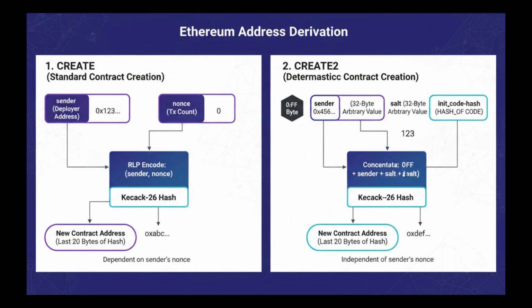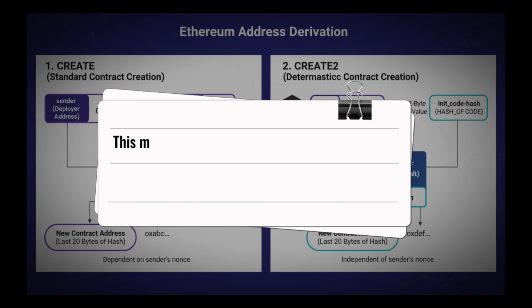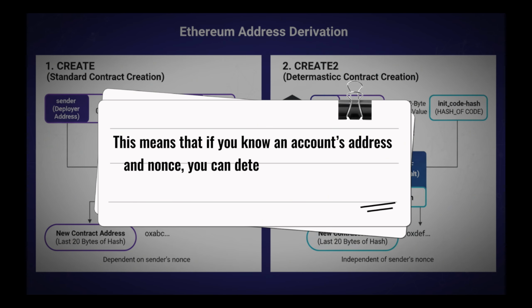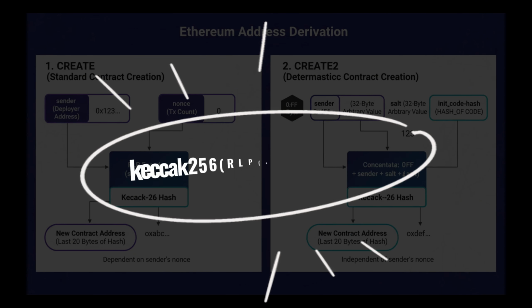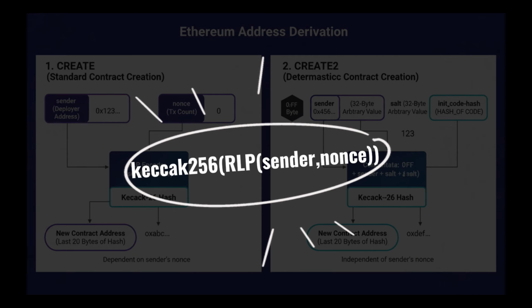Once the deployment transaction is successful, a new contract address is generated. How is this address determined? By default, Ethereum uses the CREATE scheme. The address depends on the deployer's address and their nonce, the transaction count. This means that if you know an account's address and nonce, you can deterministically calculate where its next contract will be deployed. In simple terms, it's keccak256 of the RLP of sender and nonce. This means each time you send a contract create transaction, you get a unique address, assuming your nonce increases.